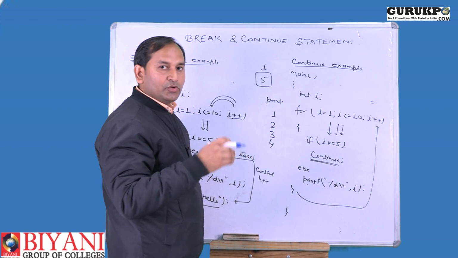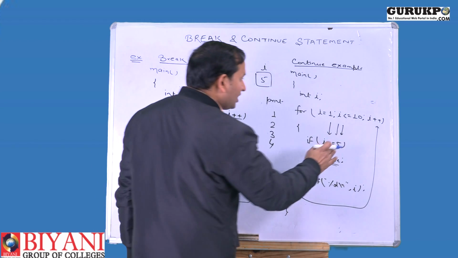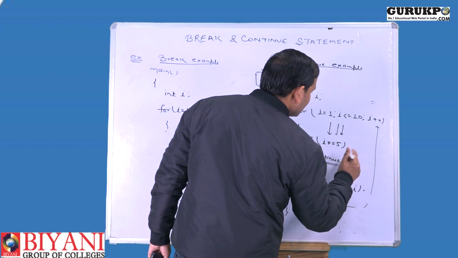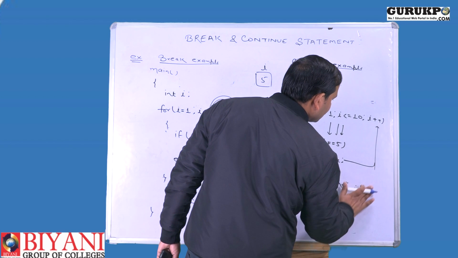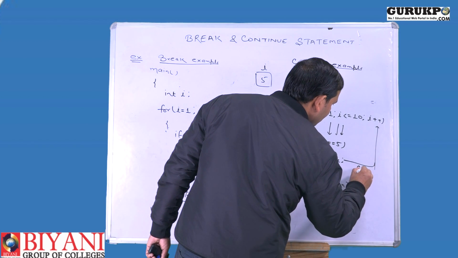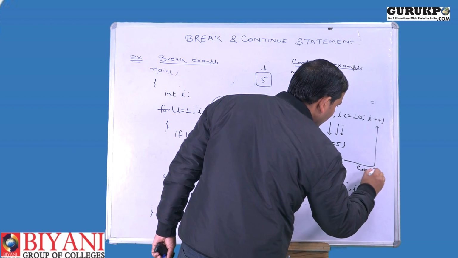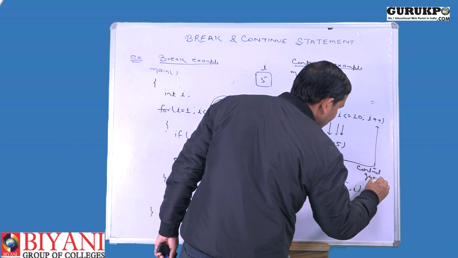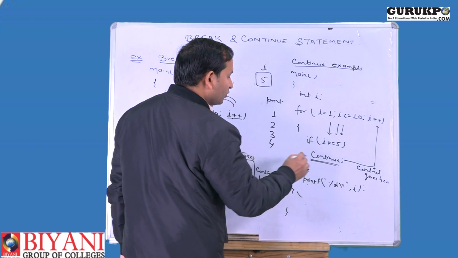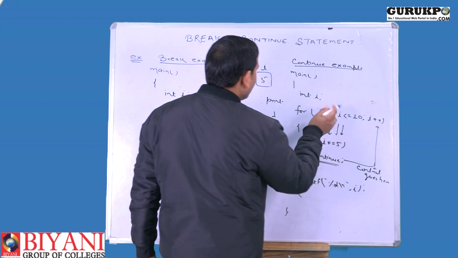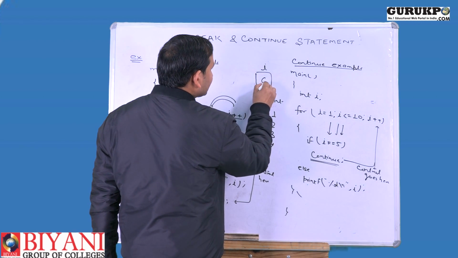So why this continue keyword? Control passes to the first statement. So control goes here, control goes here. So it increases the value of I by 1. So now I will be 6.